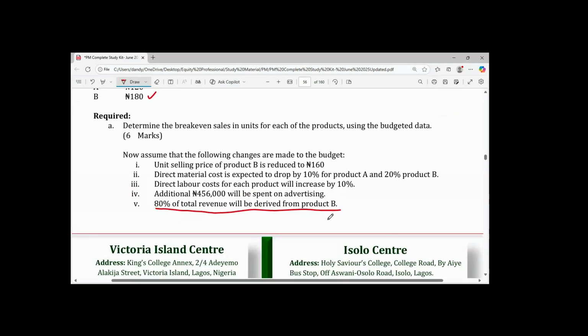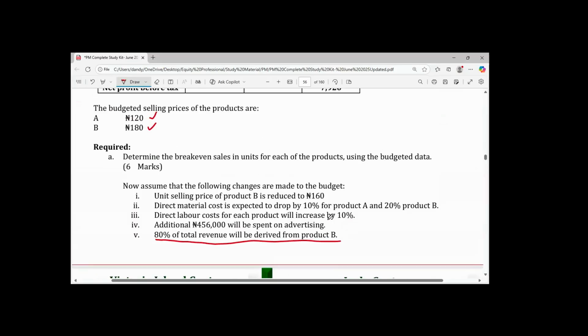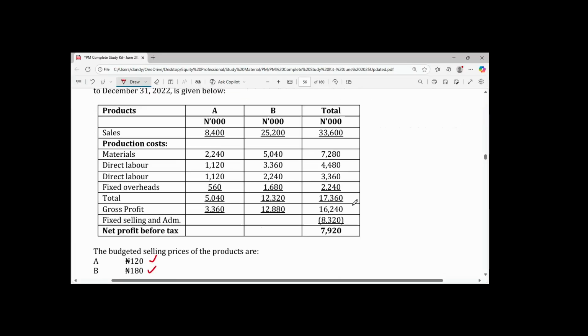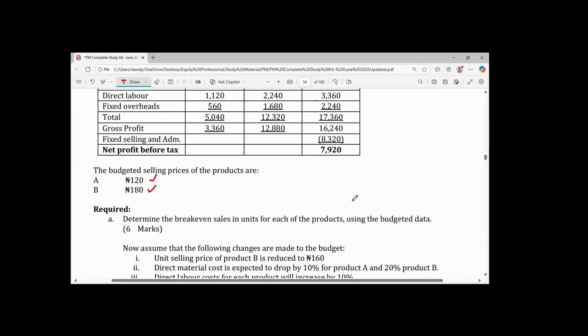Number A, requirements. We are to determine the break-even sales in unit for each product. All right. How do you do this? When you look at Abayomi PLC, the company produces 2 products, A and B. That means Abayomi PLC is a multi-product organization. Therefore, the examiner is asking you to calculate the break-even points in units.